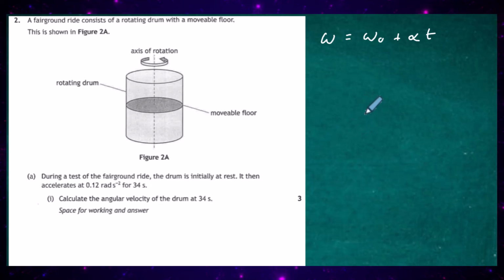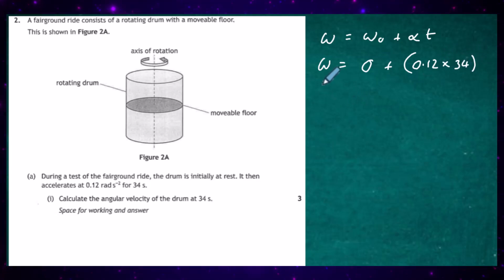Now we know that omega naught equals 0, so therefore omega is going to equal 0 plus, put this in a bracket, alpha, the angular acceleration, which is 0.12, and we have to multiply it by the time it's going for, 34 seconds. If we do that on our calculator we get the new angular velocity at 34 seconds, omega equals 4.08, and the units are radians per second.